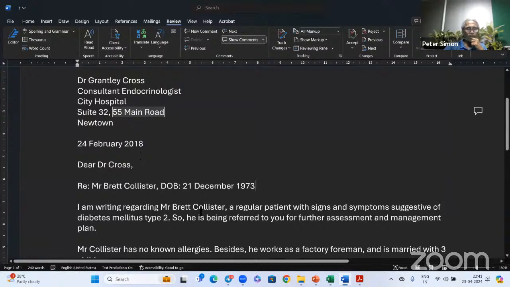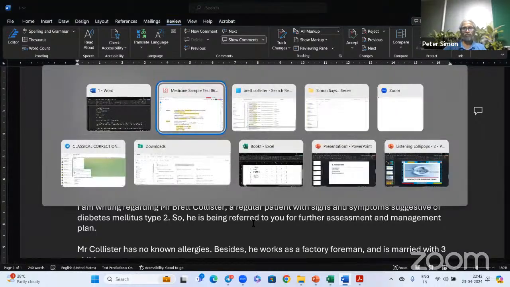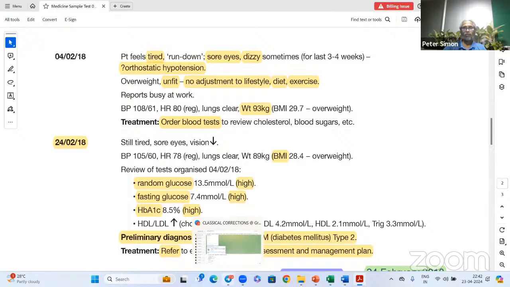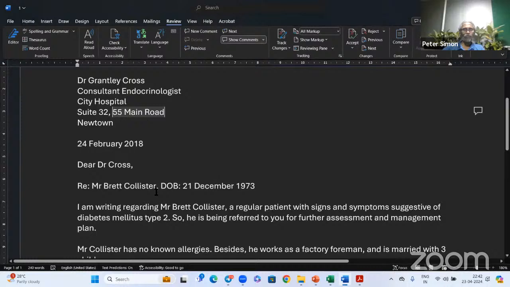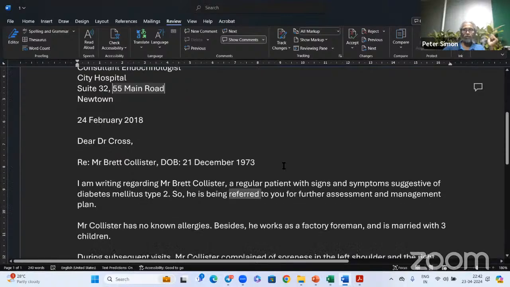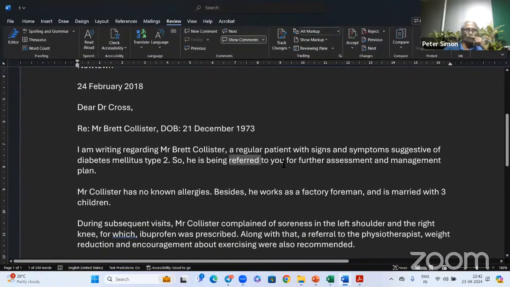I am writing regarding Mr. Brett Collister. So what type of letter is this? This is a referral letter. So it is better to use the word refer. You used refer here, that's fine.